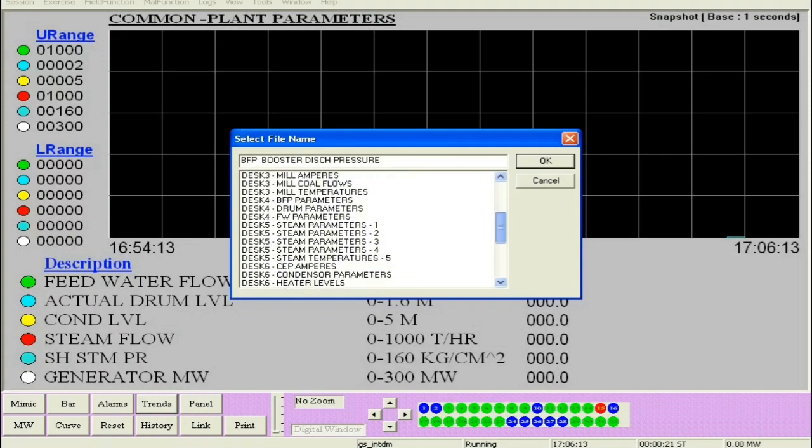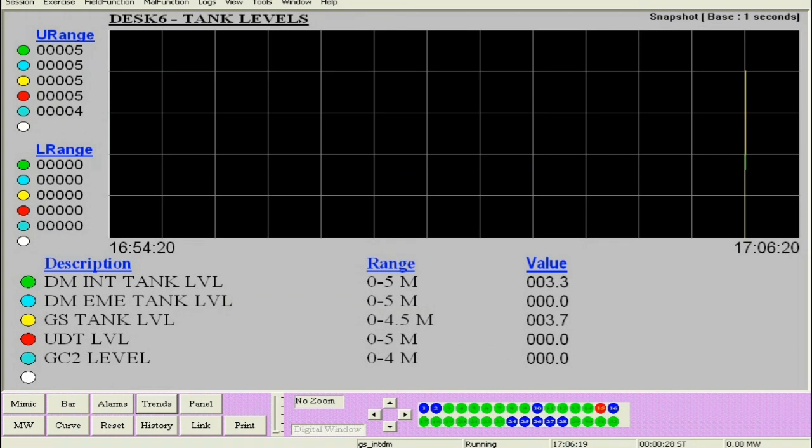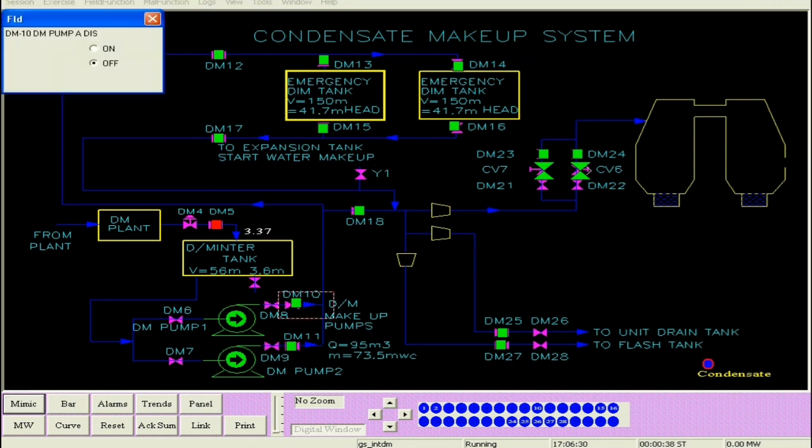We open the trends page, and on the trends page on desk 6 you will get tank levels. So all the tank levels are displayed here. You can check the levels there also. Now you should make through the system, and for that purpose we will turn the valves on.